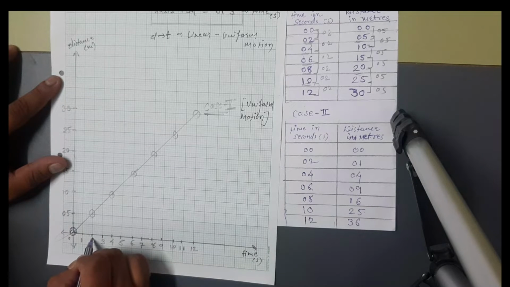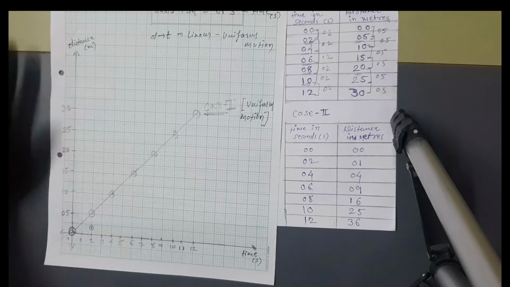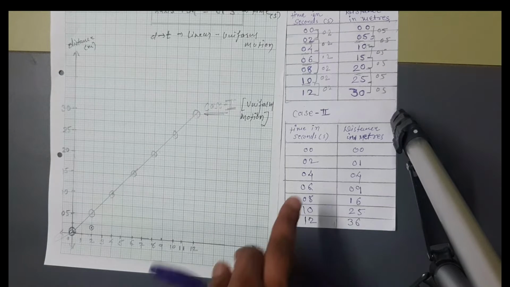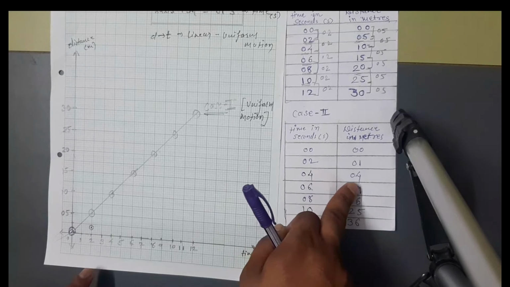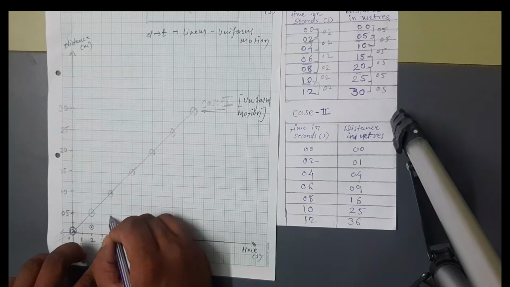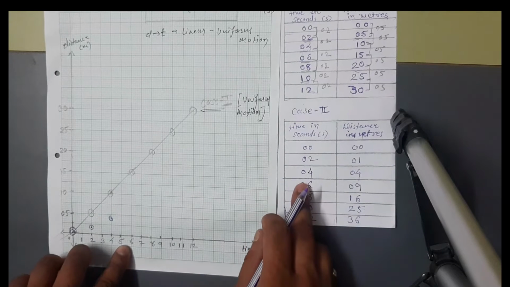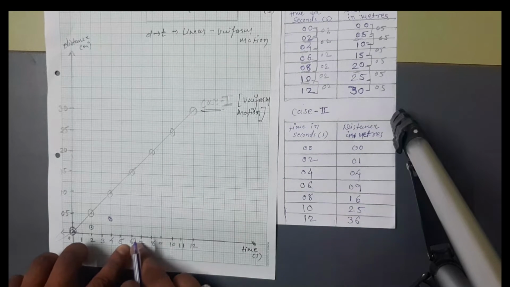So when it is 2 seconds, it will be nearly 1 meter. So we can plot the graph point here. Okay, when the time is 4 seconds, it has traveled 4 meters. When the time is 6 seconds, it has done 9 meters.